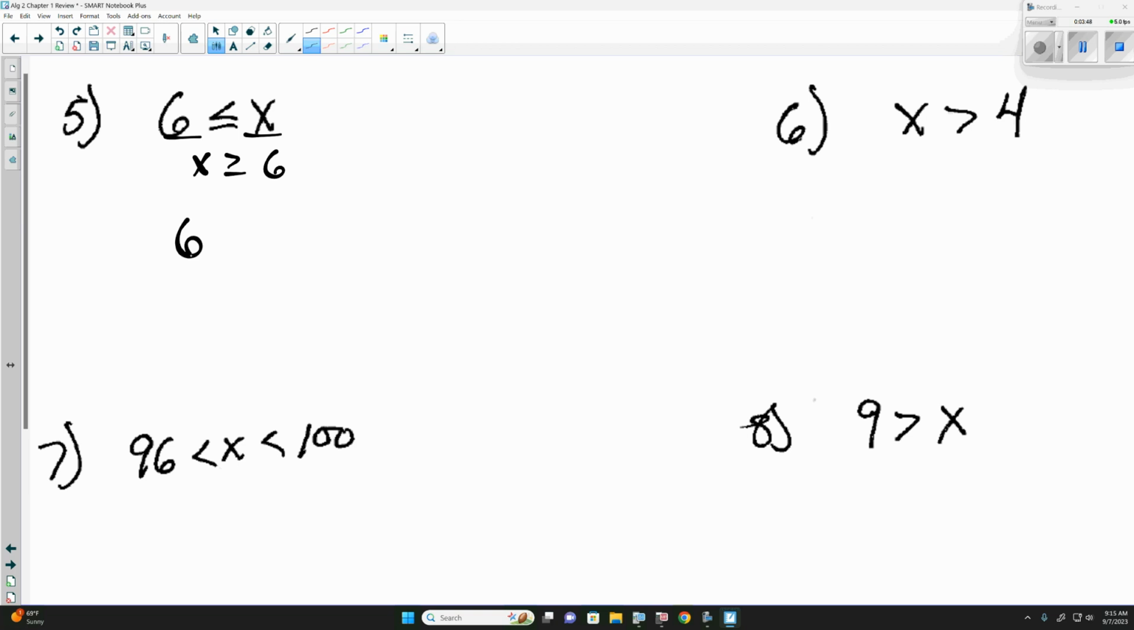So 6 is one of our endpoints, and because we don't have another number, it means the other one is either infinity or negative infinity. Since we're talking about it being bigger, we're going to positive infinity. If it had been less than, we would go to negative infinity. And we'll put a bracket with the 6 because it is saying that x is equal to 6. Questions on these here?